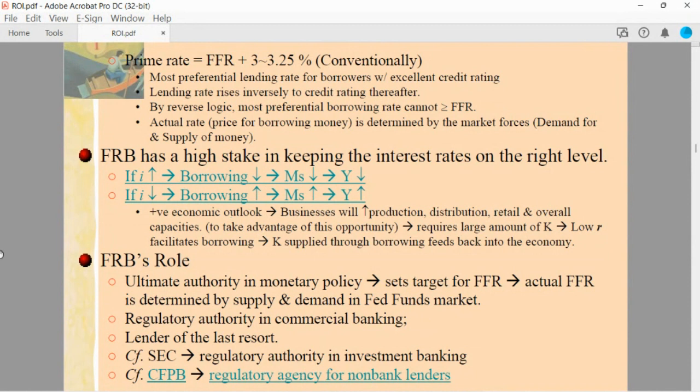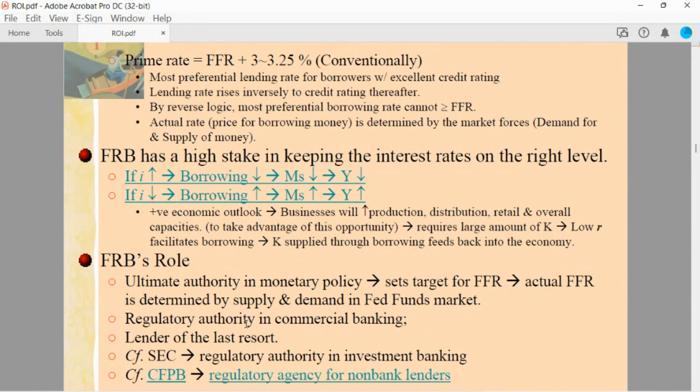Make sense? So here, if interest rate goes down, borrowing goes up. And individuals, households increase borrowing. Why? If interest rate goes down, isn't this a good time to borrow a mortgage?